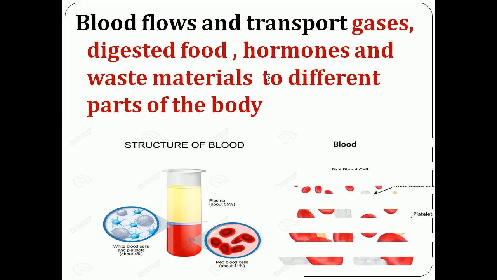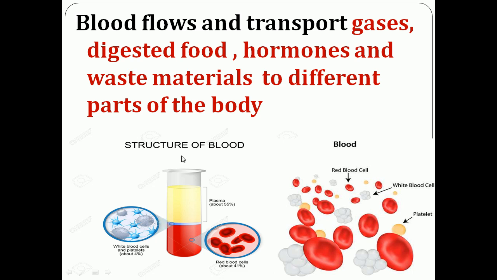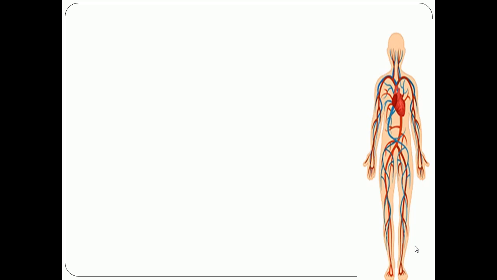Here you can see the structure of blood. We know the blood contains plasma, and in the plasma it contains blood cells: white blood cells, red blood cells, and platelets. In this picture you can see the structure of red blood cells, white blood cells, and platelets. We will see this elaborately in your higher classes.